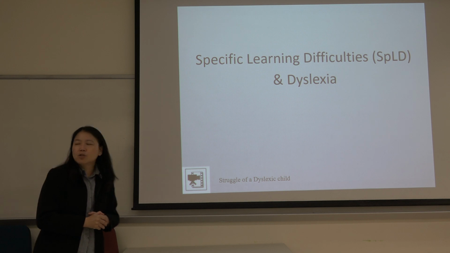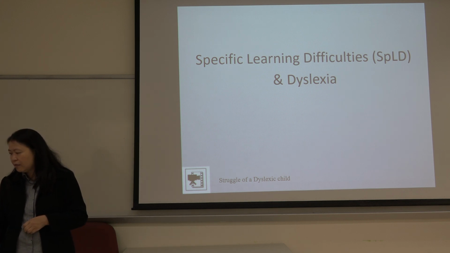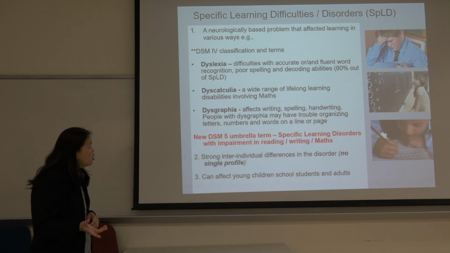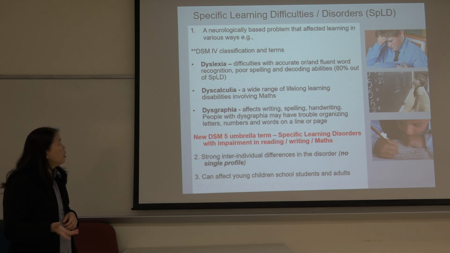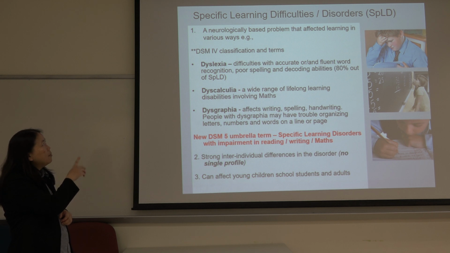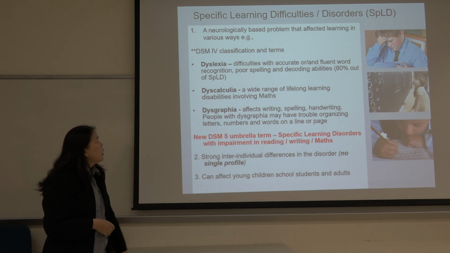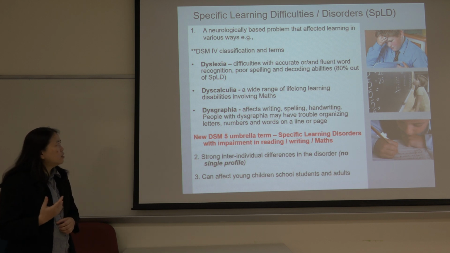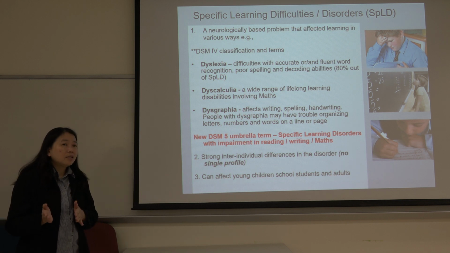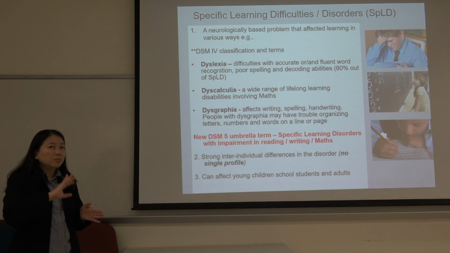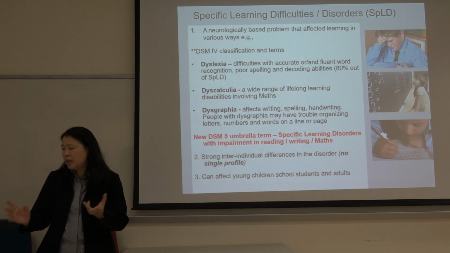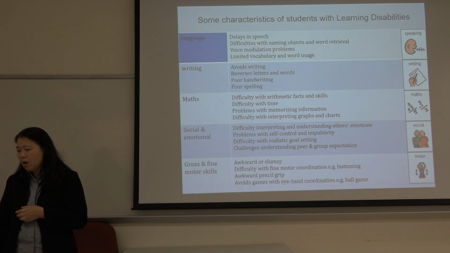Okay, coming to the last one, specific learning difficulties and dyslexia. There are different terminologies that people might have heard of. The very common one is dyslexia. In Chinese it is 读写障碍, and then dyscalculia, dysgraphia. And with the DSM-5, these terminologies have been changed to specific learning difficulties in reading, in writing, in math, etc.